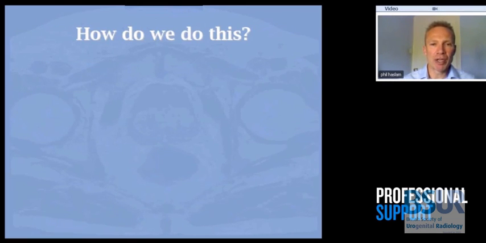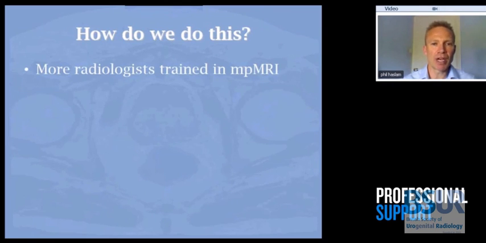How do we go about doing this? How do we achieve these aims? Well, we need more radiologists trained in multiparametric MRI. In fact, we need more radiologists nationally. The Royal College of Radiologists assess that we're short of about 1,000 consultant radiologists in this country. Indeed, we have 7 per 100,000 patients, whereas in most of Western Europe, they have between 11 and 12 per 100,000. So we are very short.